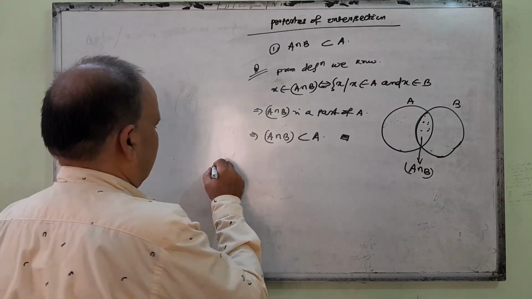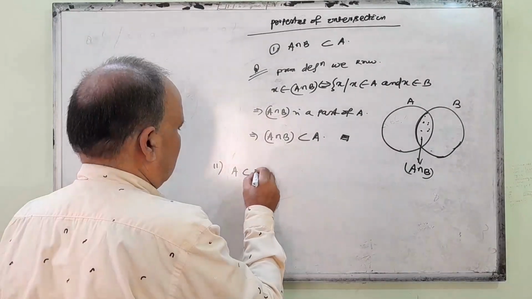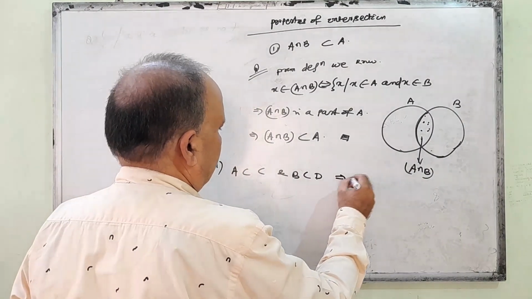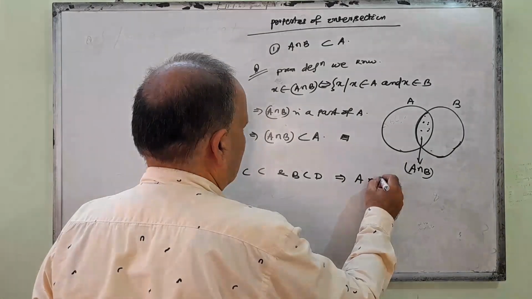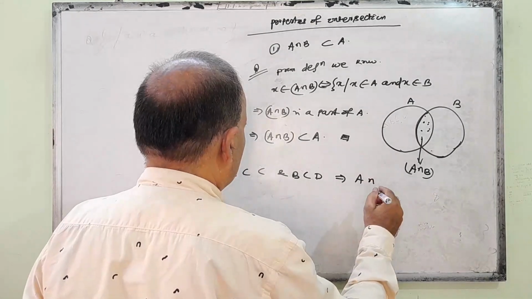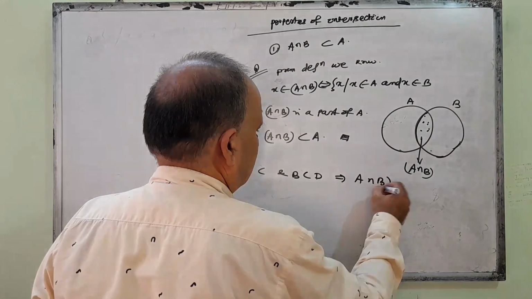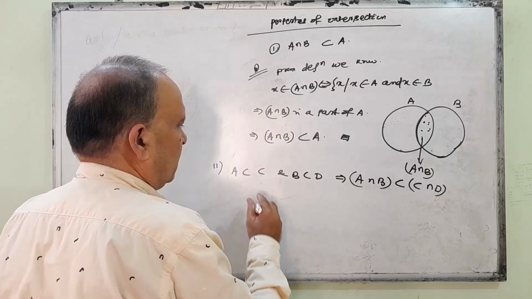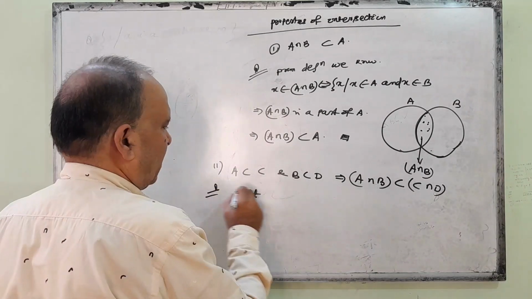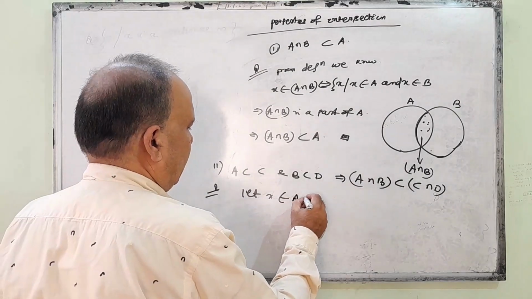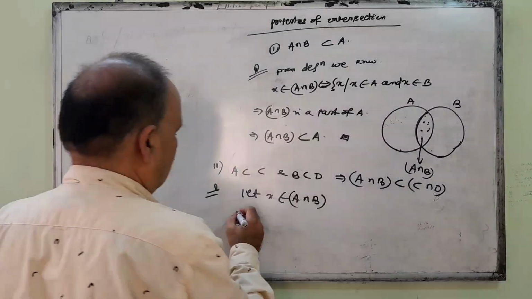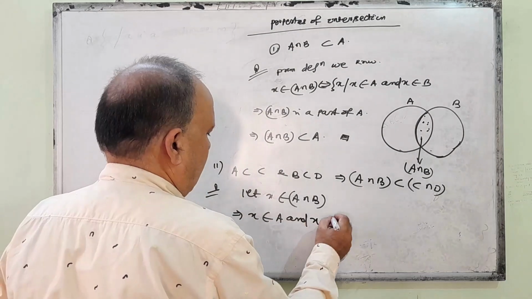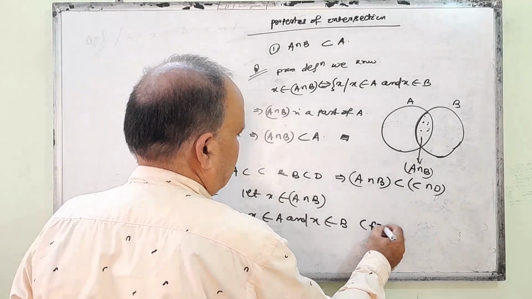Next come to your second property. If A is the subset of C and B is the subset of D, implies that A intersection B is the subset of C intersection D. Let us prove it. Let X belongs to A intersection B. This implies that X belongs to A and X belongs to B from the definition.